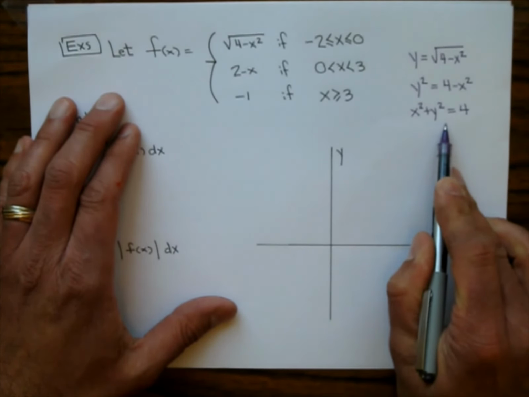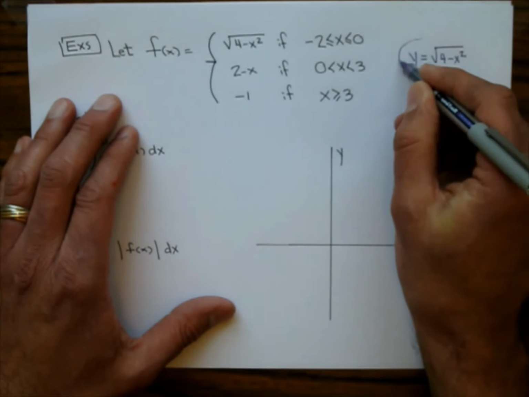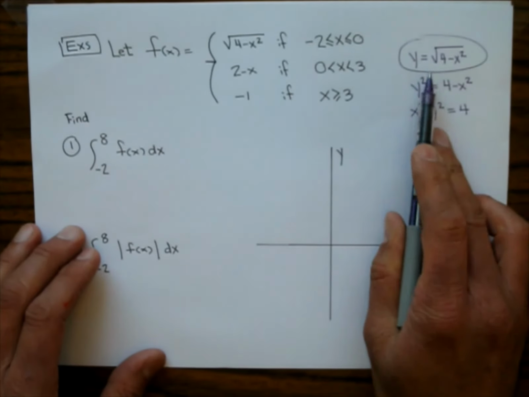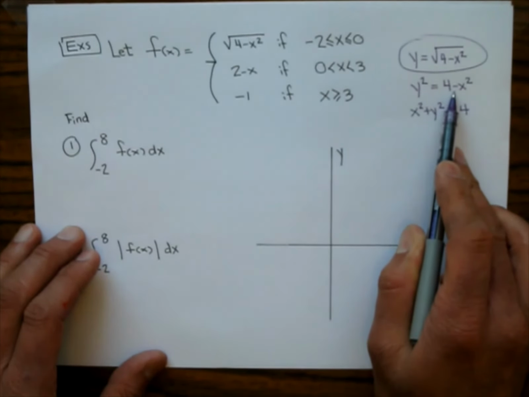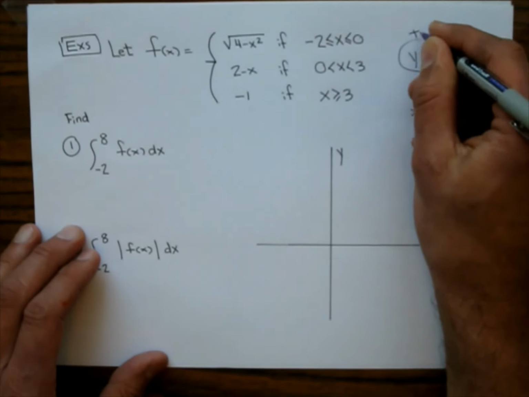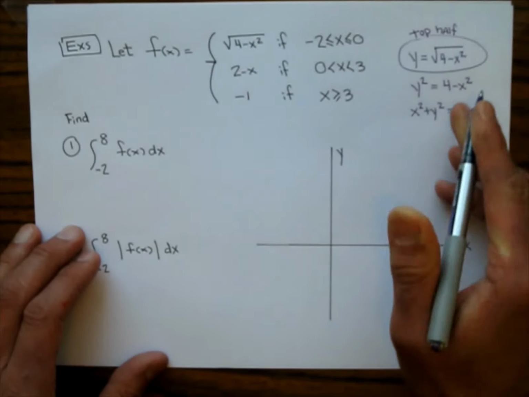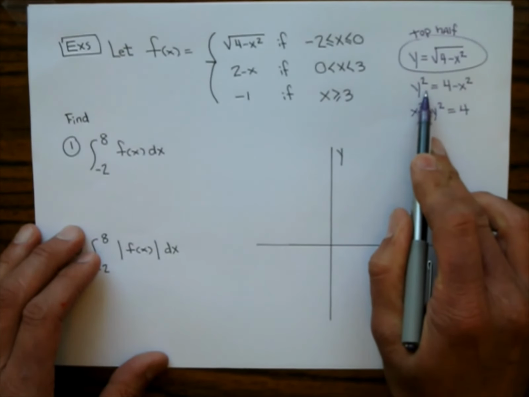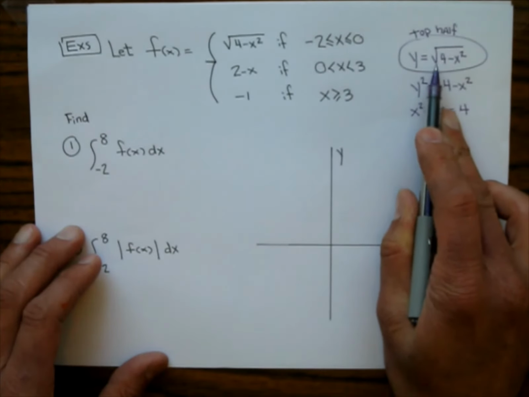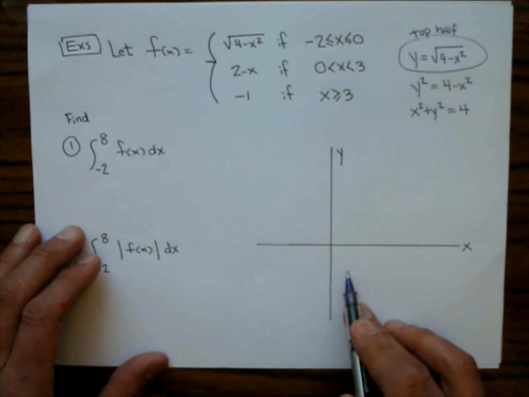That is a circle. So is this top one a circle? No, this one's a half circle. What happened is, when you squared both sides, it gave you the full circle. This happens to be the top half of the circle. If you were to go backwards from here to here, you would do the square root property. This would give you plus or minus the square root of 4 minus x squared. The minus would be the bottom half.